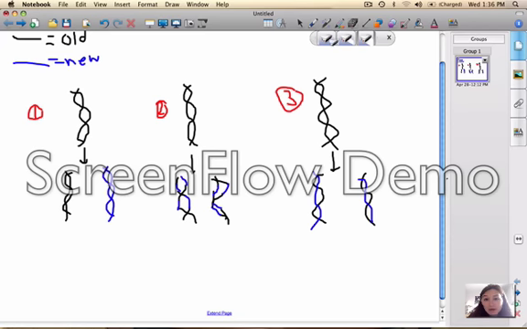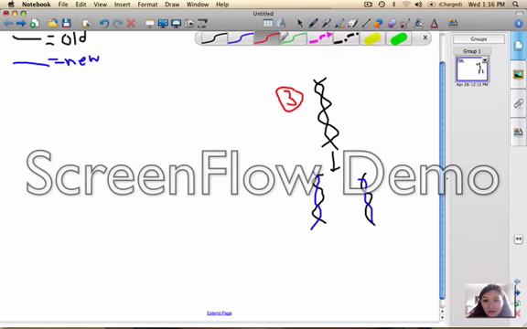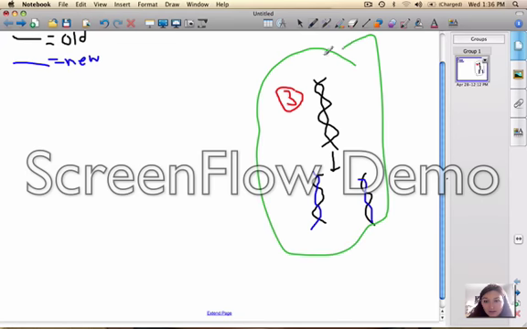So, in conclusion, the correct model of DNA replication is our third model, semi-conservative.